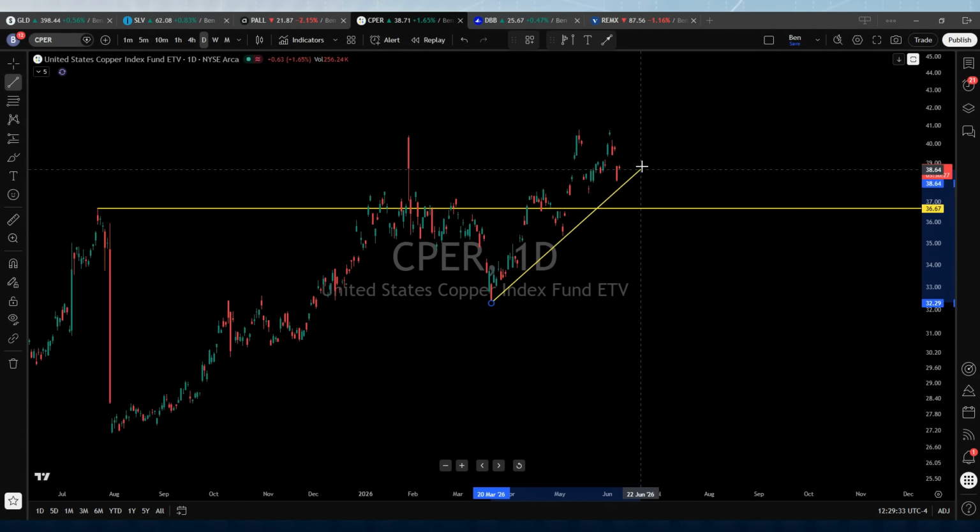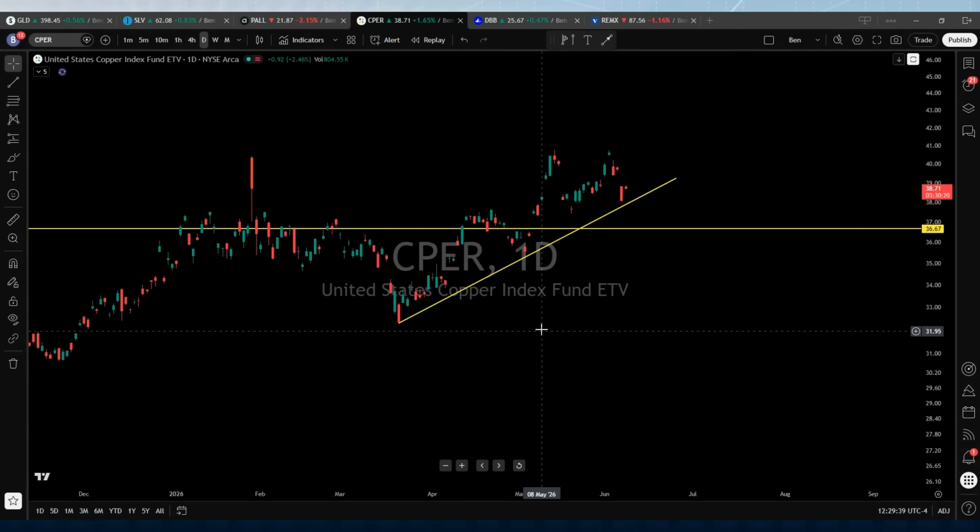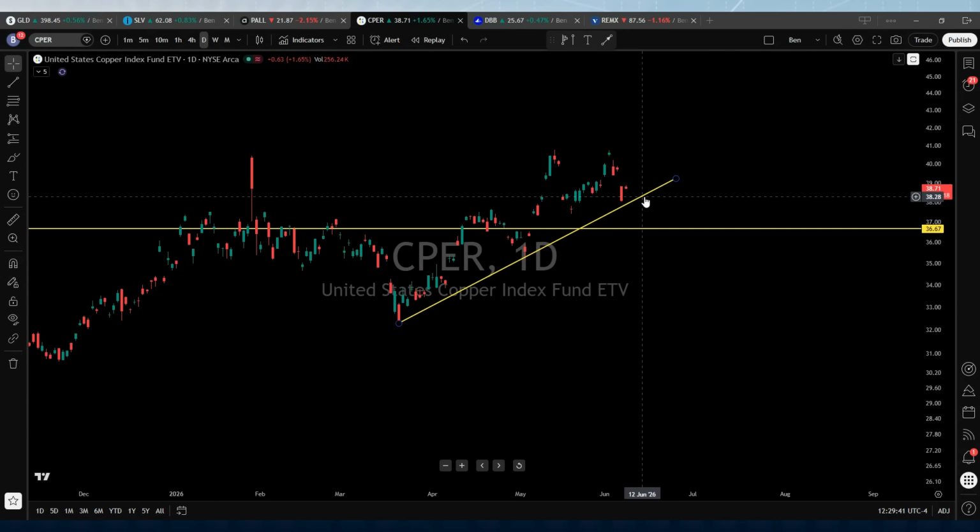Pivot low here, secondary hit. So we're into a couple different levels of support on CPER. First level of support is this upsloping trend line. Third hits favor a bounce. So as long as we can maintain price action above this, then we can start reattacking this high at 40.64. However, once this gives way, then it's coming down to 36.67.